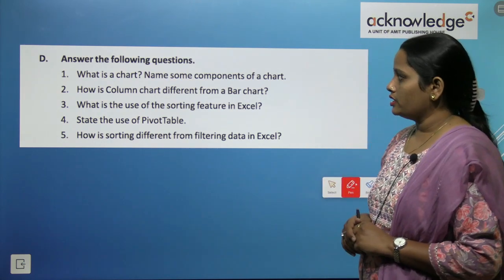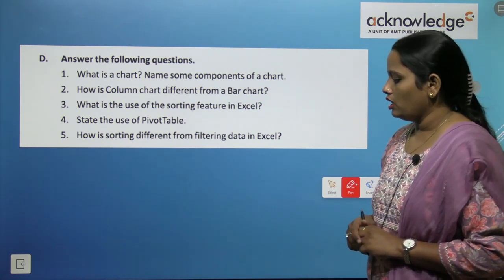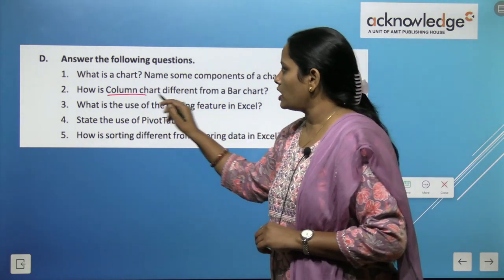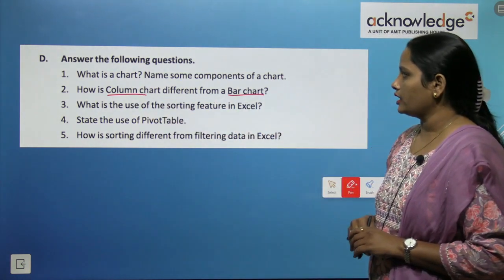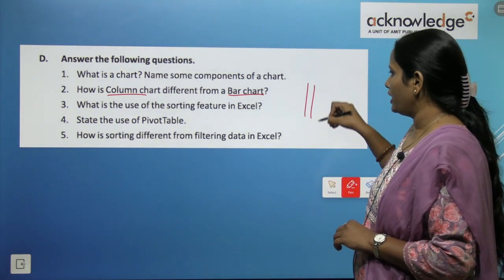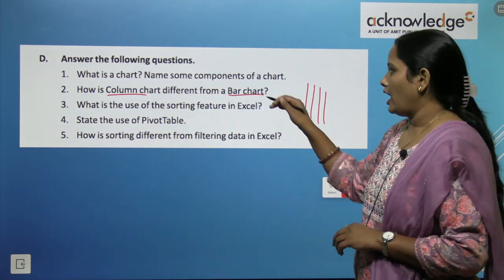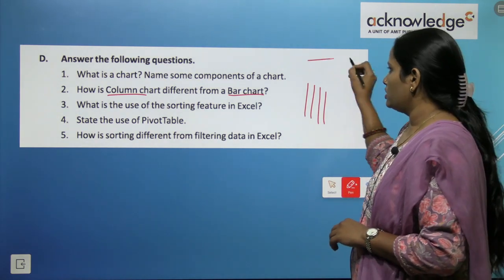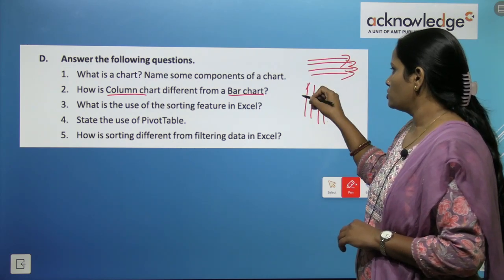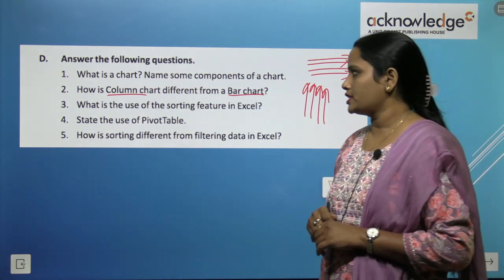Now how is column chart different from a bar chart? So the main difference between the column chart and the bar chart is, in the column chart all the items are arranged in the horizontal bars, and in the bar chart all the items are made in vertical bars. So this is the main difference between these two charts.